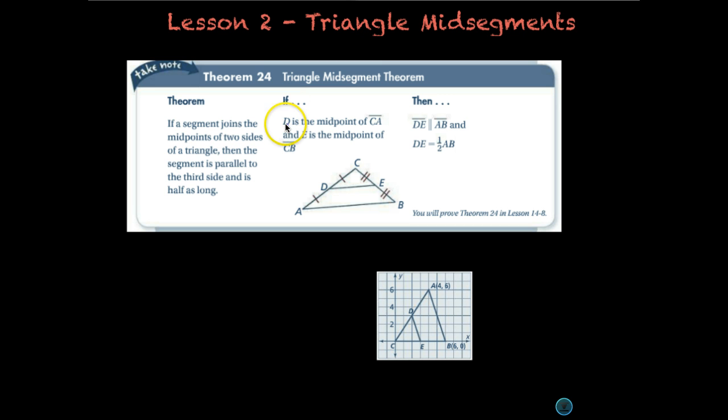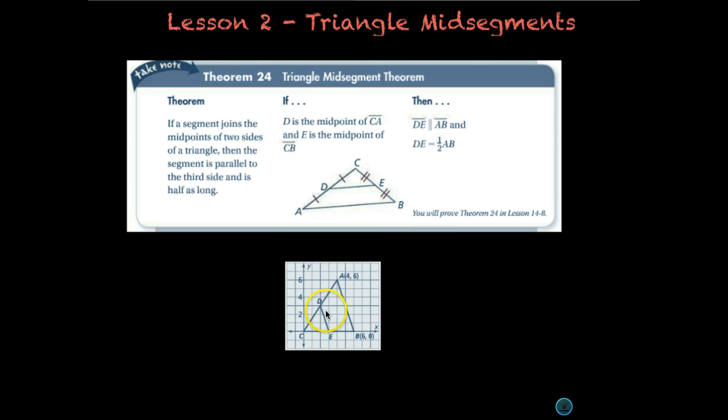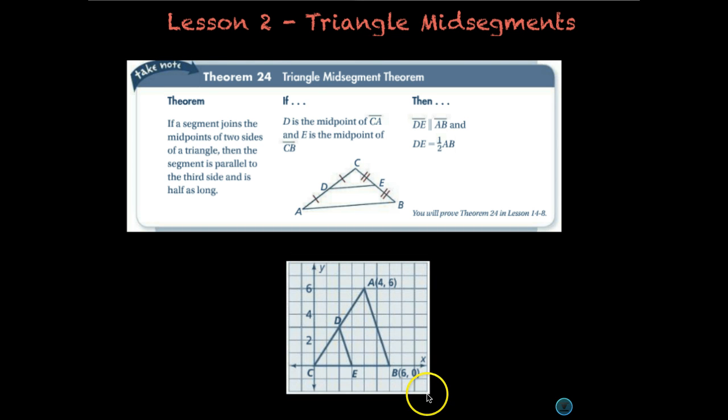All right, if D right here is the midpoint of CA, which it is, you can tell by the congruency marks, and E right here is the midpoint of CB, again you can tell that's the midpoint because of the two congruency marks, then DE is parallel to AB, and DE is 1/2 of AB. So that's just what we were saying. We're going to look at an example. We're going to prove that given this triangle here on the next slide.